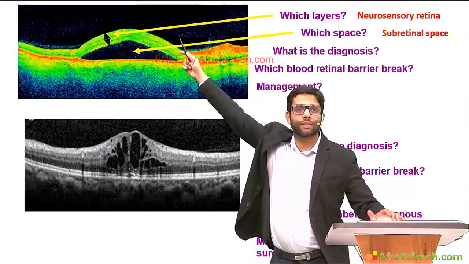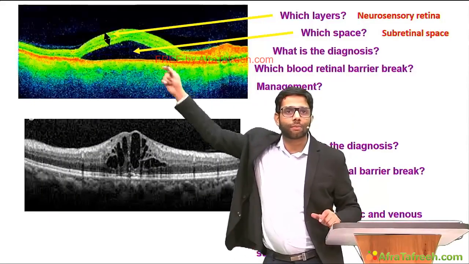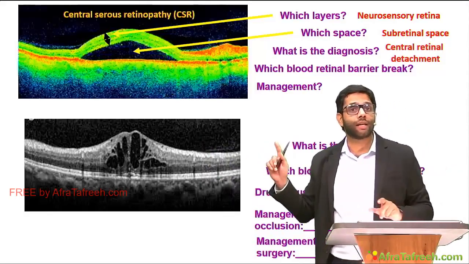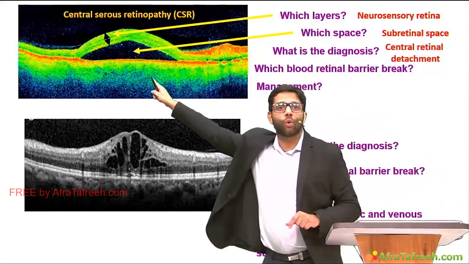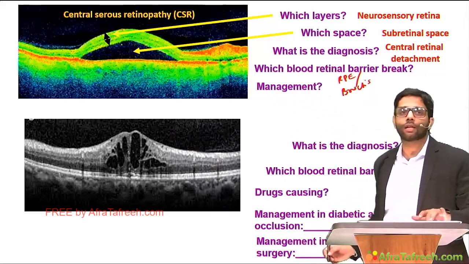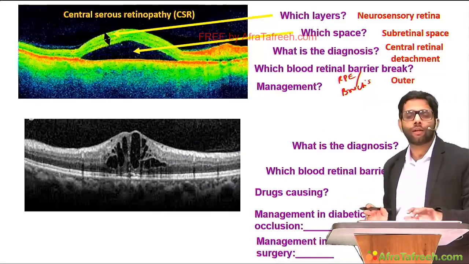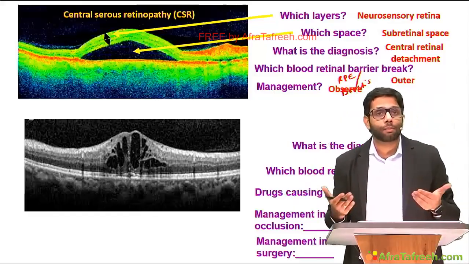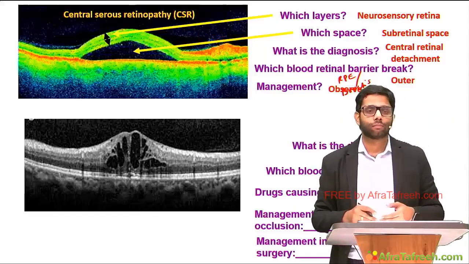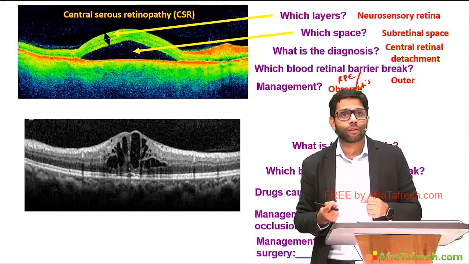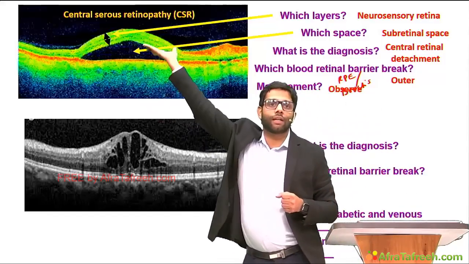Separation of the neurosensory retina from the retinal pigment epithelium causing a subretinal space is a central retinal detachment. Only the central retina is detached. That is central serous retinopathy, in which the outer barrier is formed by RPE and the first layer of choroid, that is Bruch's membrane; the outer barrier breaks. Management, nothing to be done. Mostly seen in young males, type A personality, under stress, interns, taking oral steroids. Outer barrier break causing exudative retinal detachment, only the center.